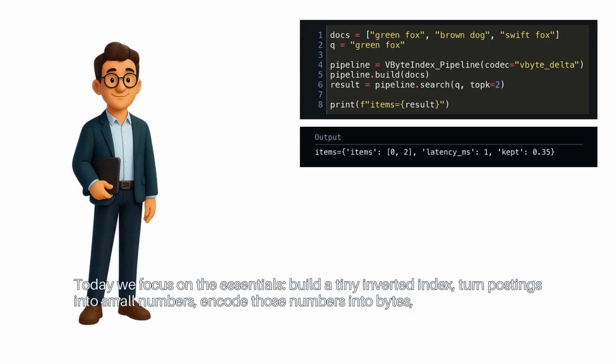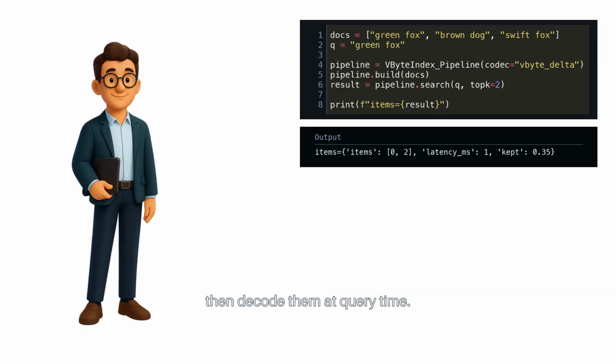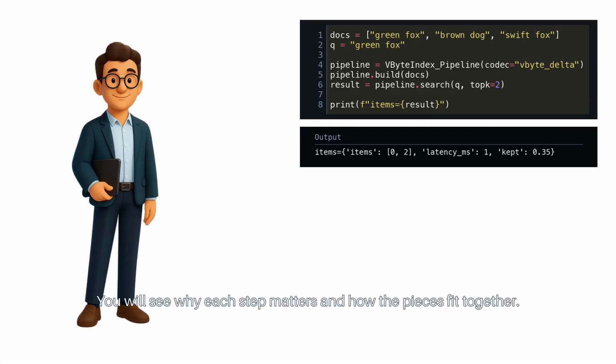Build a tiny inverted index, turn postings into small numbers, encode those numbers into bytes, then decode them at query time. You will see why each step matters and how the pieces fit together.